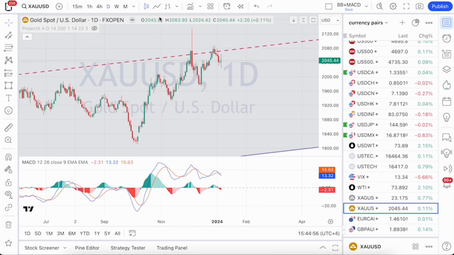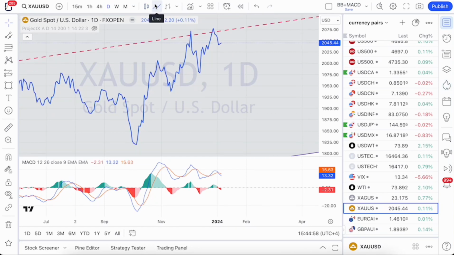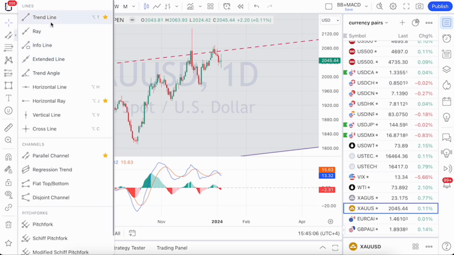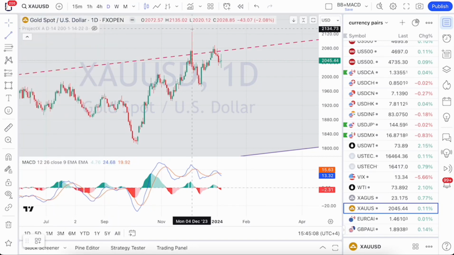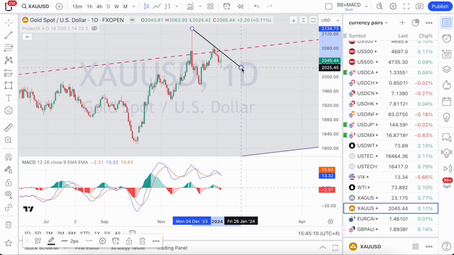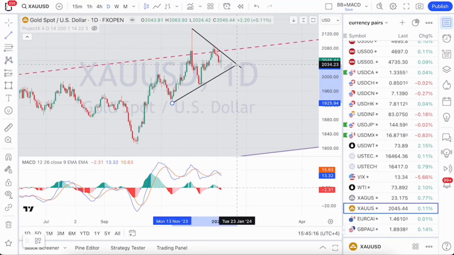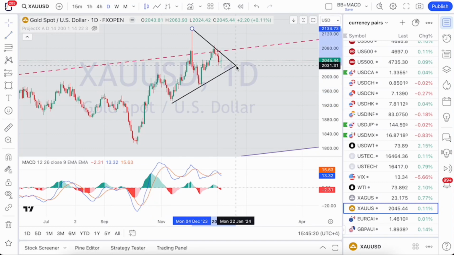So going back to the line chart, let's use the candle chart here. So we can join the highs and we can join the lows. So right now we are inside this triangle.